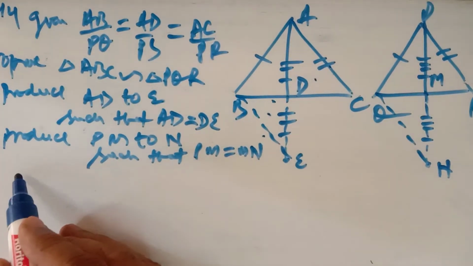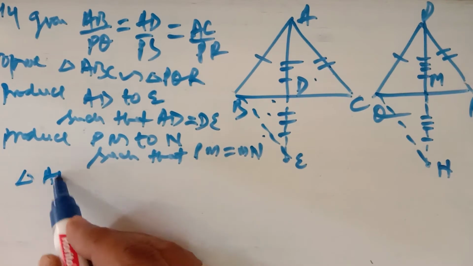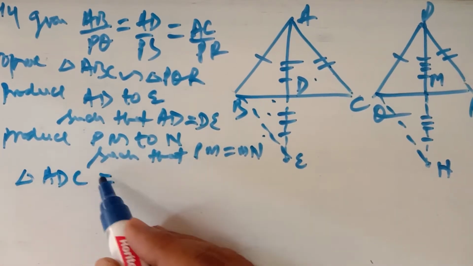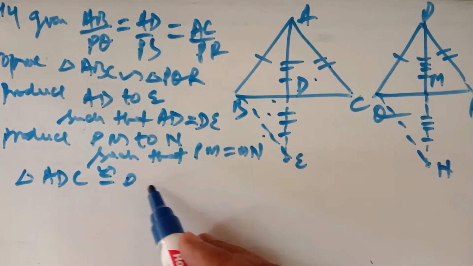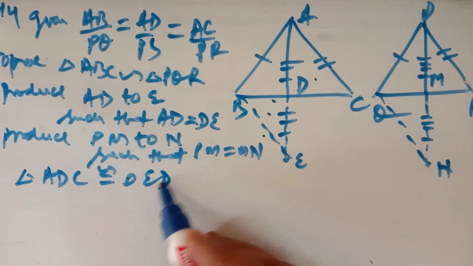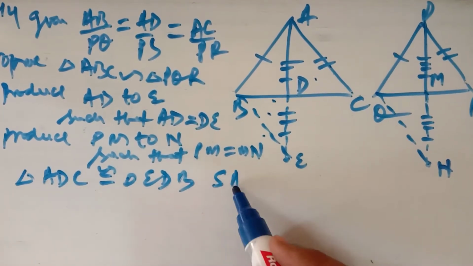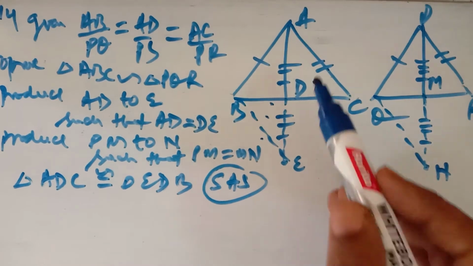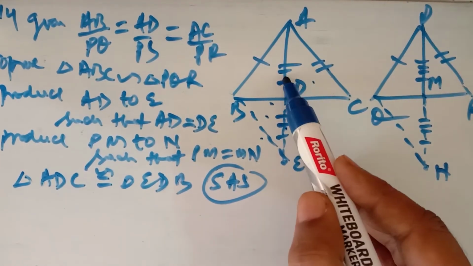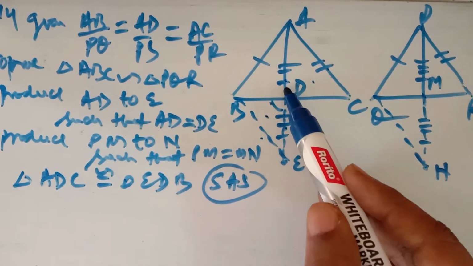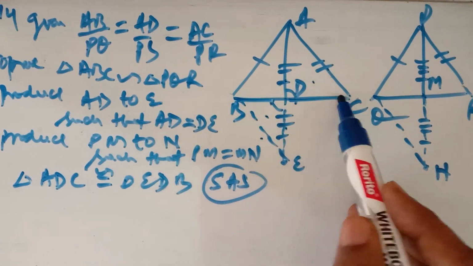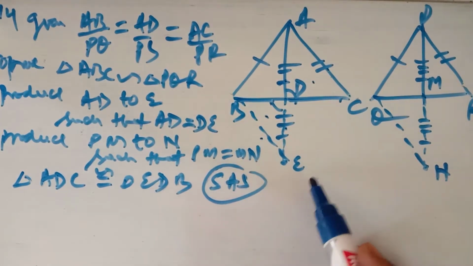Now, triangle ADC is congruent to triangle EDB by side angle side. You can prove it yourself, because this is equal to this, and this is equal to this as vertically opposite angles, and this is equal to this, which is already given. So these two triangles are congruent.